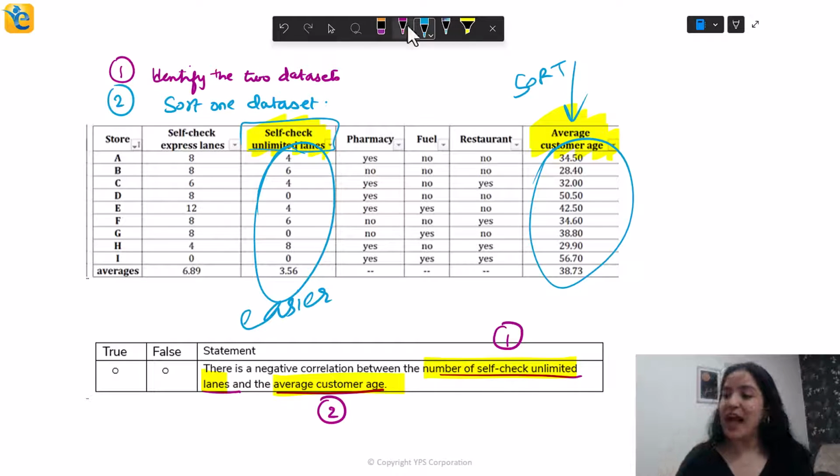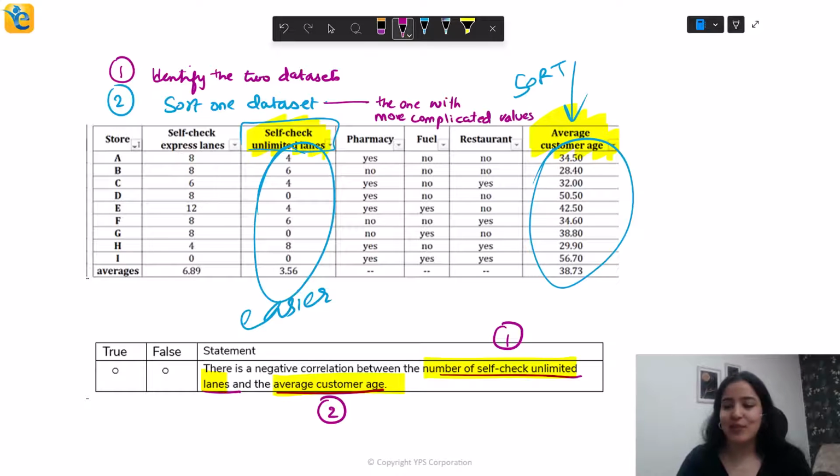So here I'm adding a little something to the second step. Till now, sort any one column was where we left it. Now I'm saying sort the one with more complicated values. This way, you don't take the heavy task on yourself to make sense of these numbers. Let the system sort it out for you, then you work on the easier one.